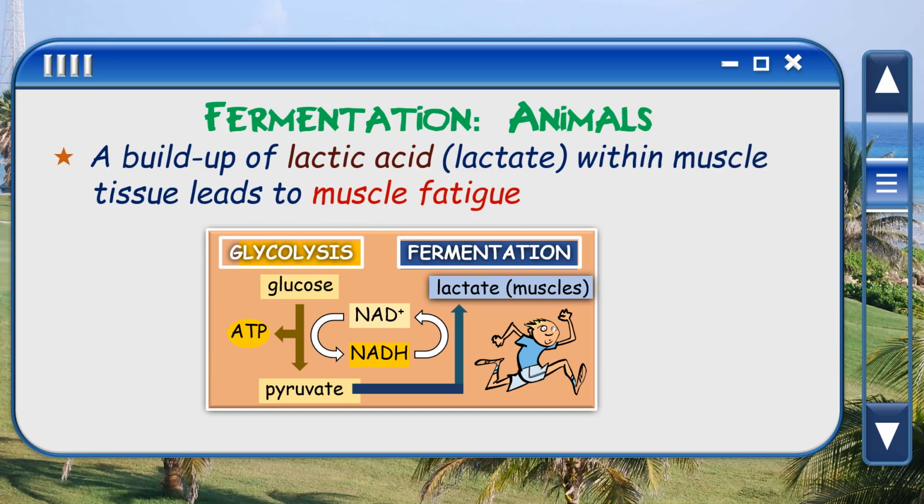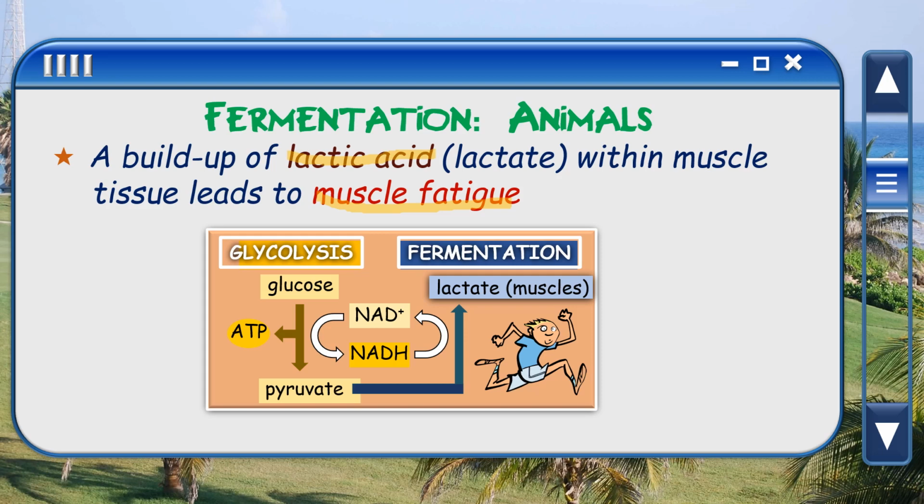So what is going to happen is that the build up of lactic acid within the muscle is going to lead to muscle fatigue. So when we convert this glucose into pyruvate, this pyruvate is going to be converted into lactate. And when it is converted into lactate in the muscle, it is going to cause what we are calling muscle fatigue. What is causing the muscle fatigue is the high accumulation of lactic acid, or what we are calling lactate, in the muscle tissue.